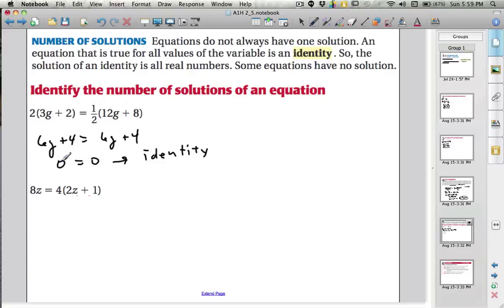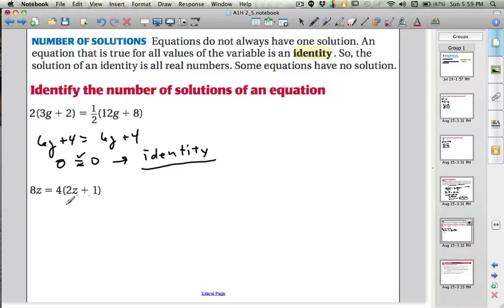Because my variable has dropped out, this is the sign that it's an identity. My variable is gone and I'm left with a true statement. 0 is equal to 0. That is true. It doesn't matter what value I put in here for g, it will always end up being true. Okay, that's an identity equation.